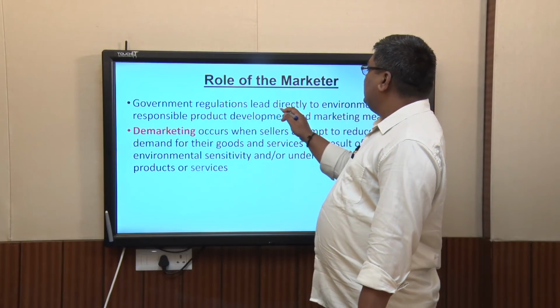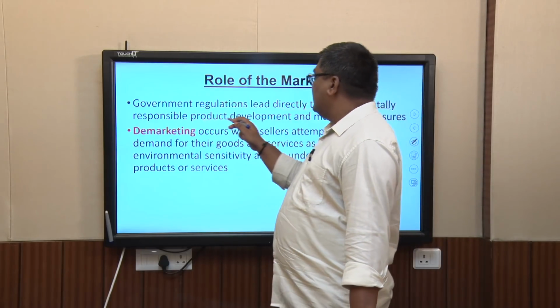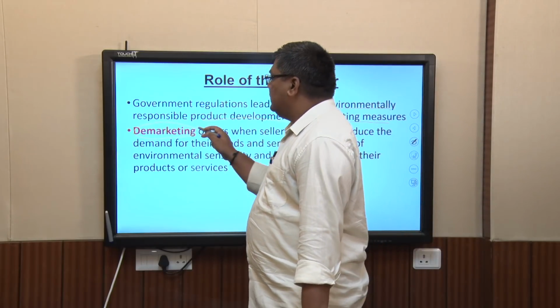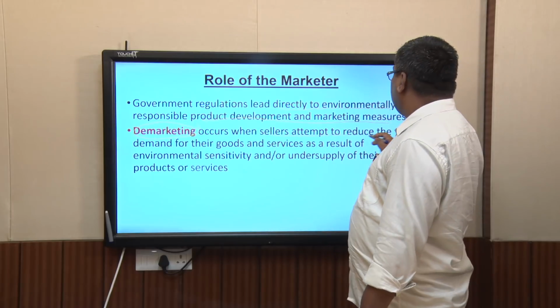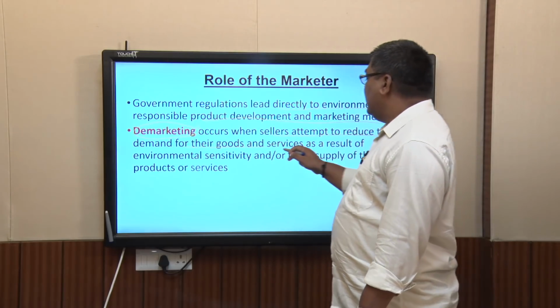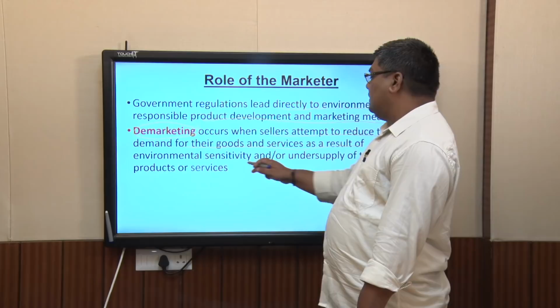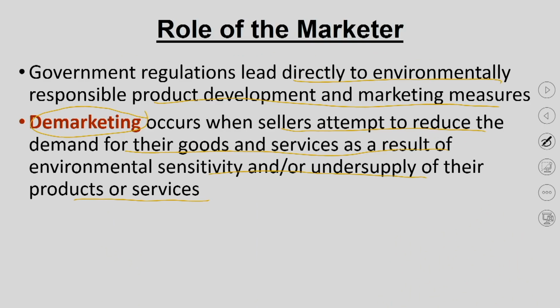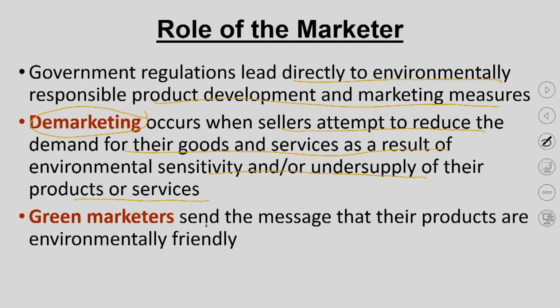Government regulations lead directly to environmentally responsible product development and marketing measures. One thing that the marketer can do is demarketing. It occurs when sellers attempt to reduce the demand for their goods and services as a result of environmental sensitivity or undersupply of their products and services. So, they can do this demarketing for disposition, or they can offer something called green marketing also, right. Green marketers send the messages that their products are environmentally friendly.